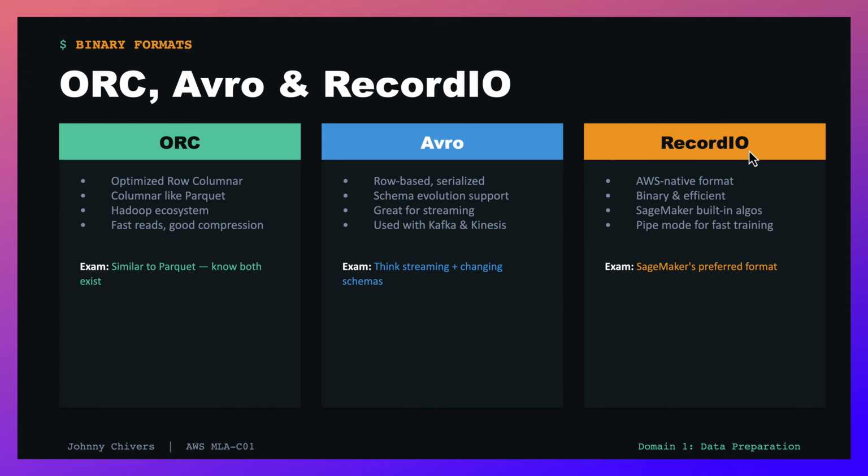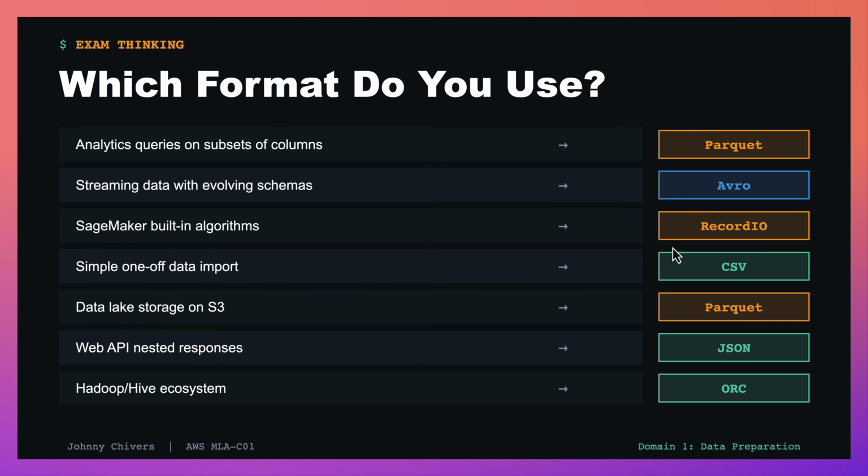And then RecordIO is SageMaker's preferred format for ingestion of data. It's AWS's native format for SageMaker. So again, during the exam, if you get a question about SageMaker and data ingestion and the speed of the data ingestion, and it gives you the option of RecordIO, you should be thinking RecordIO. This is then what I've said in summary.